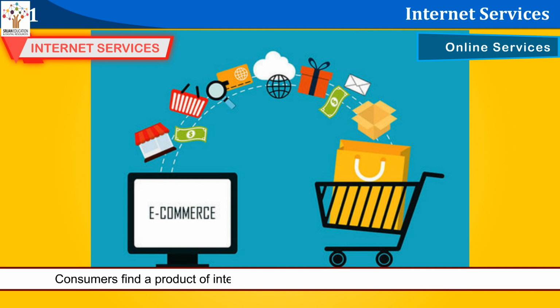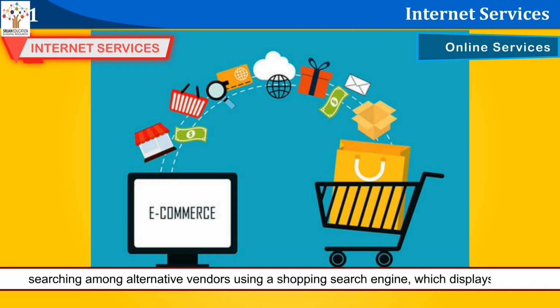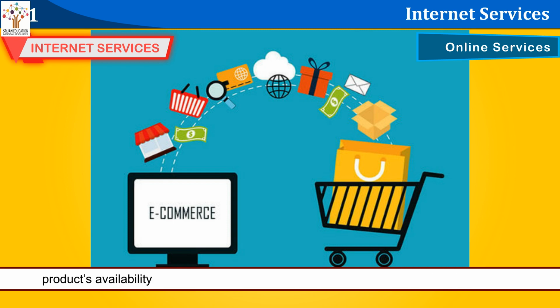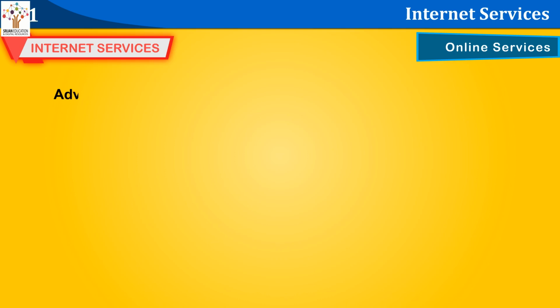Consumers find a product of interest by visiting the website of a retailer directly or by searching among alternative vendors using a shopping search engine, which displays the same product's availability and pricing at different e-retailers. Customers can shop online using a range of different computers and devices, including desktop computers, laptops, tablet computers, and smartphones.